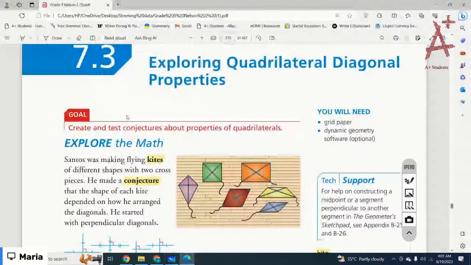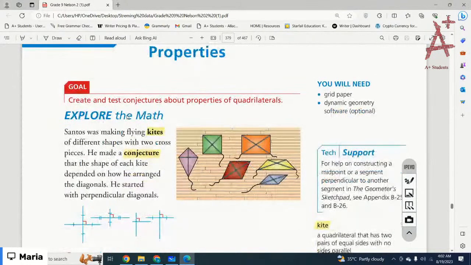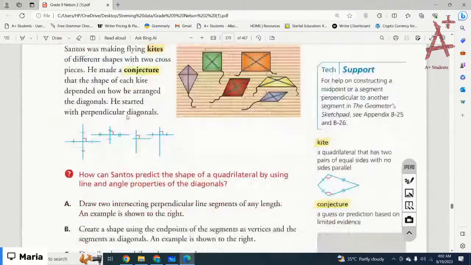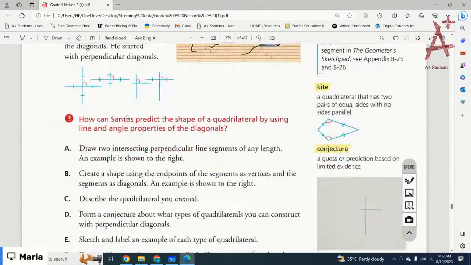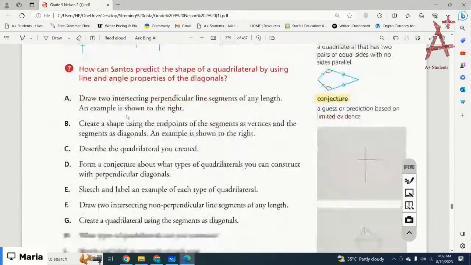Okay, here I'm on grade 9 math. The chapter name is chapter 7, and the lesson we're going to start with is exploring quadrilateral diagonal properties. So let's just start with the lesson. There are different types of properties. Kite: a quadrilateral that has two pairs of equal sides with no sides parallel, right? What is conjecture? Conjecture is a guess or prediction based on limited evidence, right?